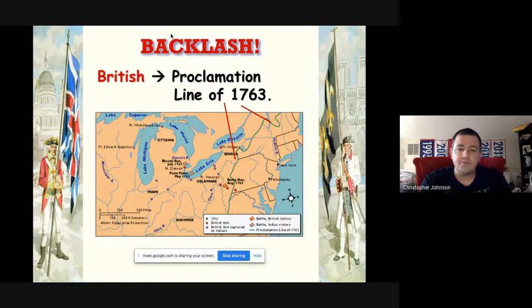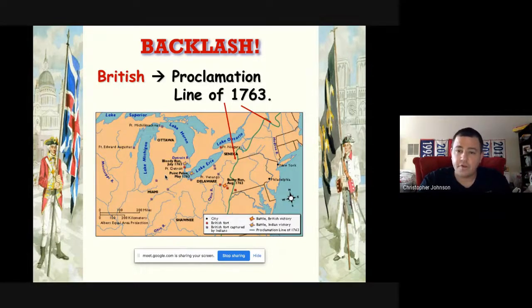Even though most of the fighting happened in the Ohio River Valley, in this central area here, the colonists knew it was good farmland. They knew there was a free, abundant amount of land out there. They were not allowed to go west of the Appalachian Mountains. They were not allowed to go west of the Proclamation Line.